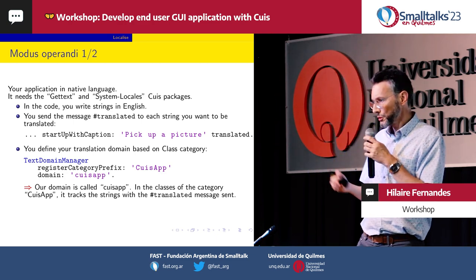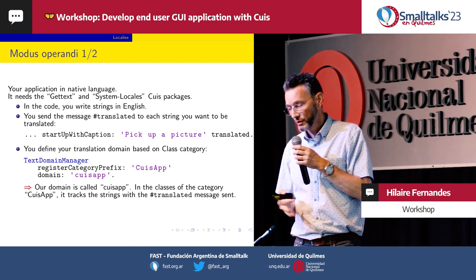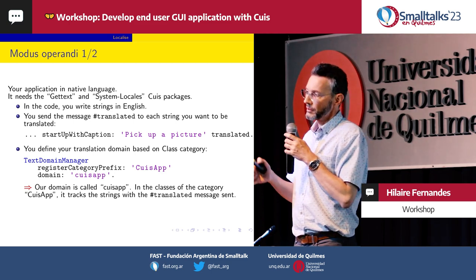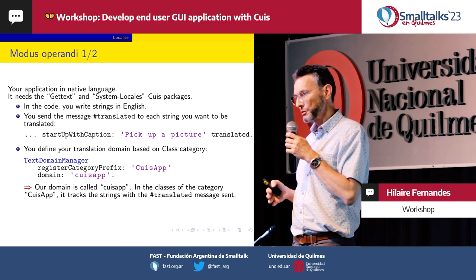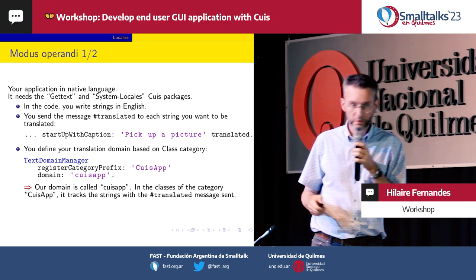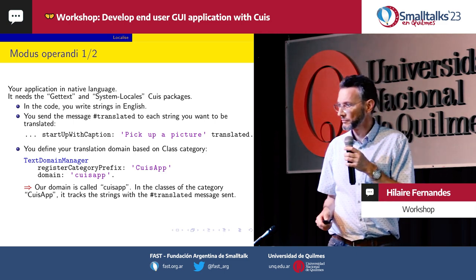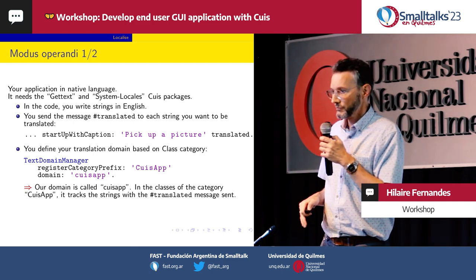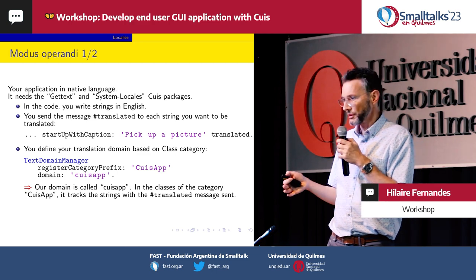So what do you need to do at the application level if you want to manage that? For every string you want to be in local language, you just need to have an additional message. You just need to send the message translated. Just advanced. If there is no catalog of translation, it will change nothing.